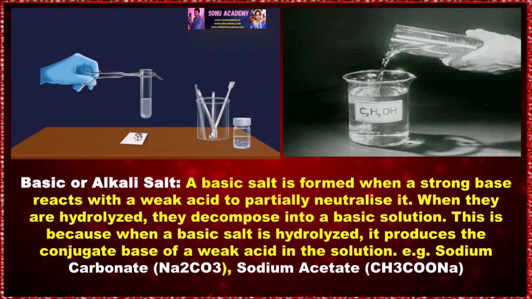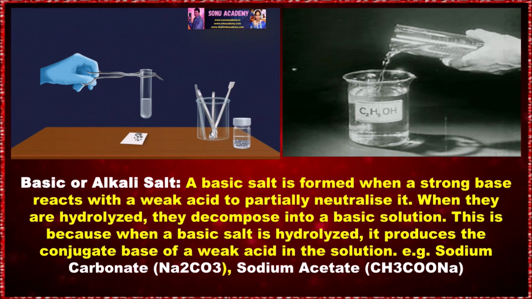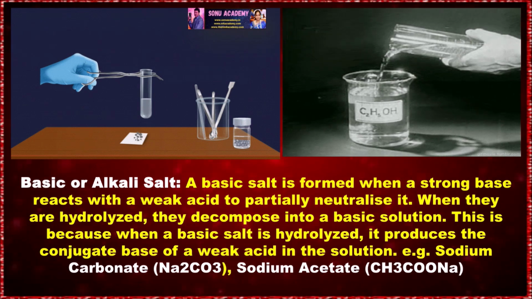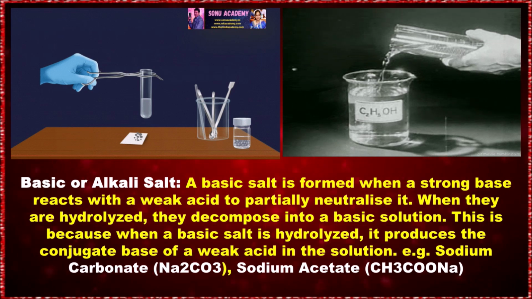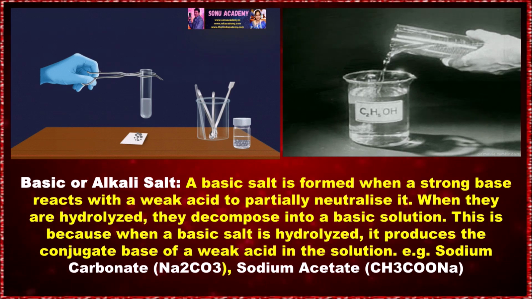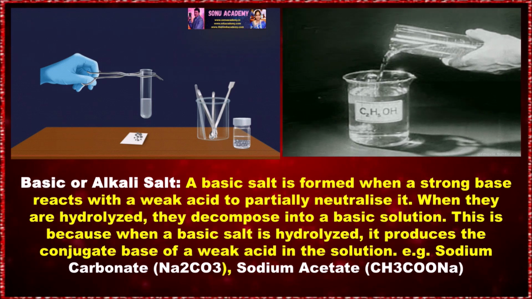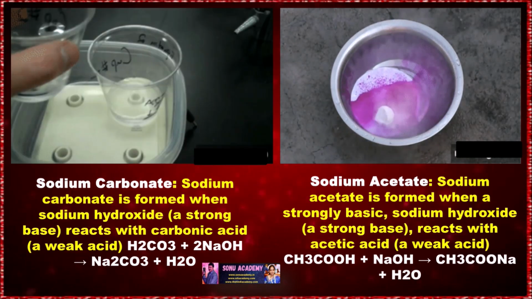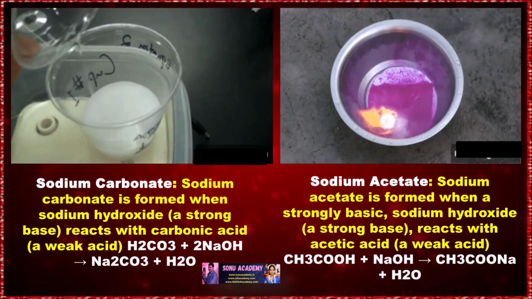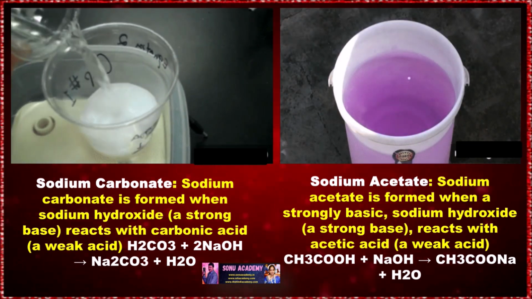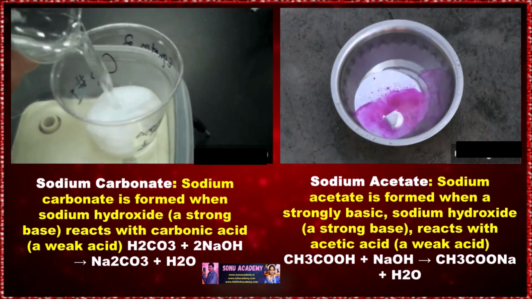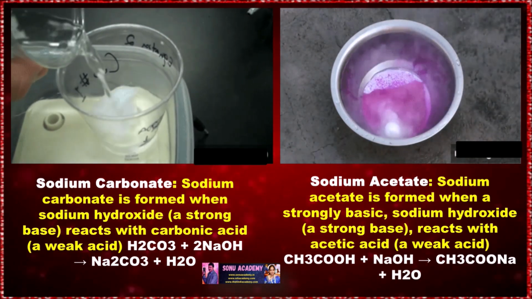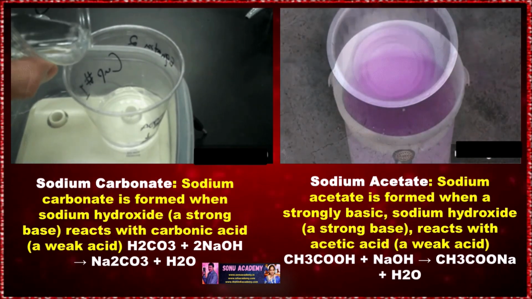Basic or alkali salt. A basic salt is formed when a strong base reacts with a weak acid to partially neutralize it. When they are hydrolyzed, they produce a basic solution. This is because when a basic salt is hydrolyzed, it produces the conjugate base of the weak acid in the solution. Examples are sodium carbonate and sodium acetate. Sodium carbonate is formed when sodium hydroxide, a strong base, reacts with carbonic acid, and sodium acetate is formed when sodium hydroxide reacts with acetic acid.